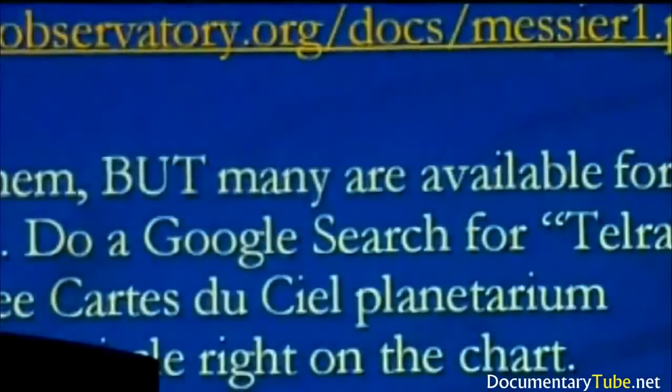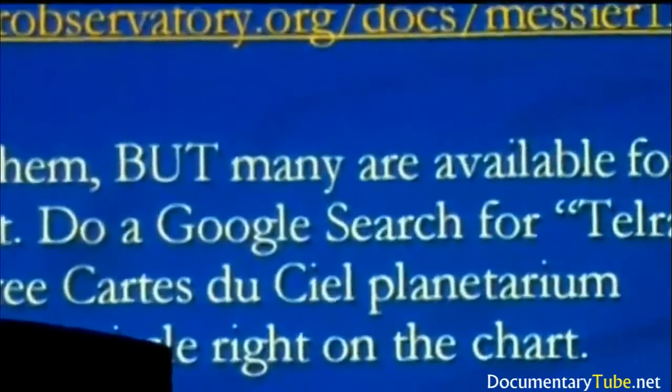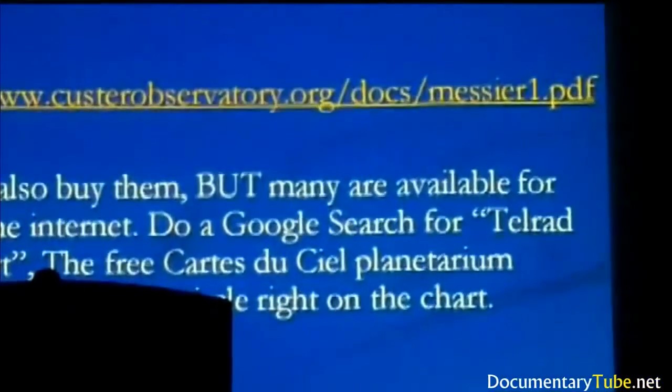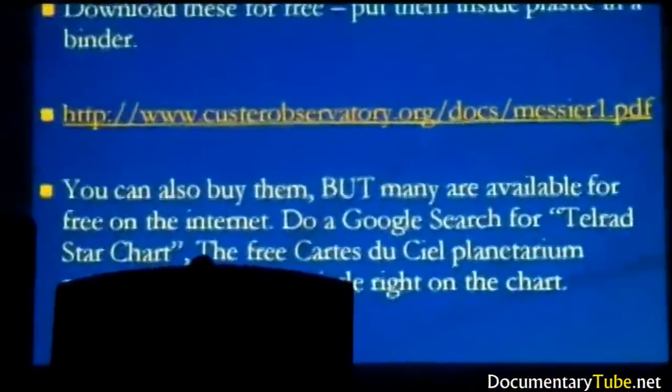So instead of trying to use altitude and azimuth coordinates, now I'm using a star chart just like they have here and these TELRAD circles. Now you can download star charts that already have the TELRAD circles for free. You can put them inside of plastic binders. Anybody know why we want them inside plastic instead of just out loose? The rain and the dew.